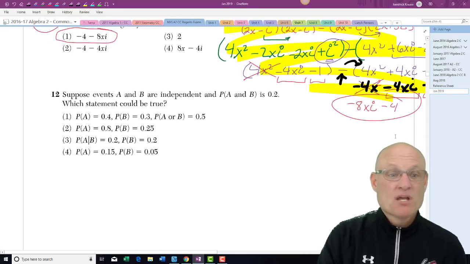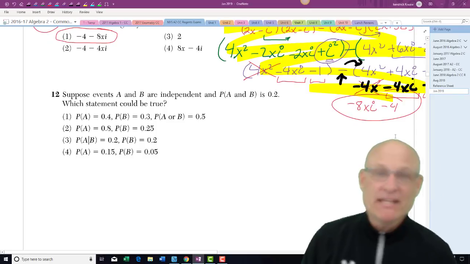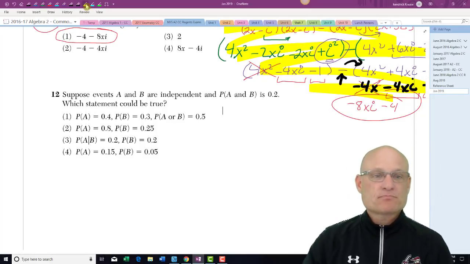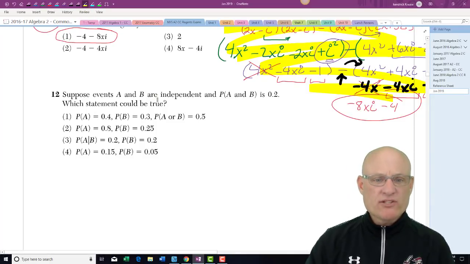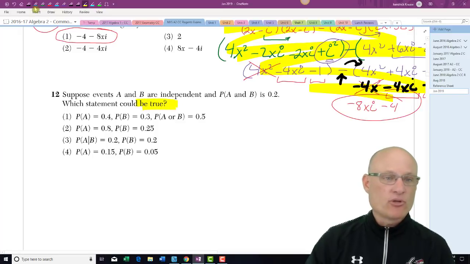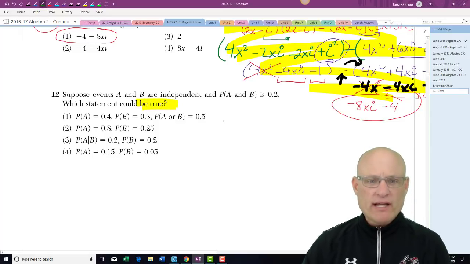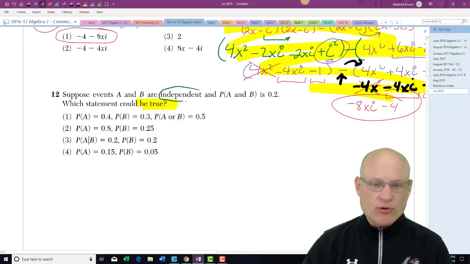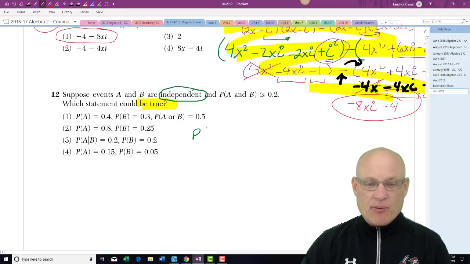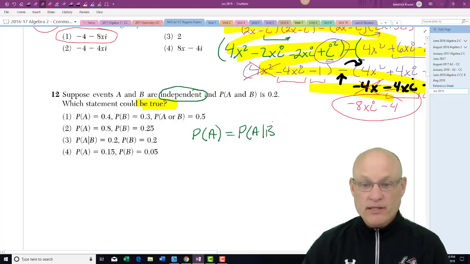All right, last thing. Suppose events A and B are independent. Which of the statements could be true? Okay, so we're looking for the true statement. So if I got independent, that means this: the probability of A is equal to the probability of A given B, or the probability of B is equal to the probability of B given A.